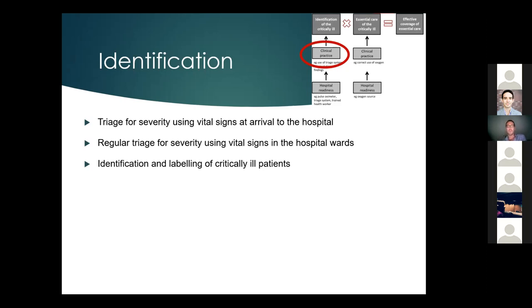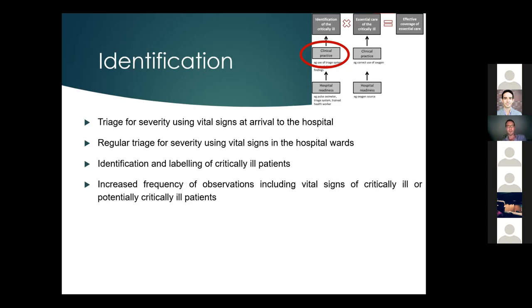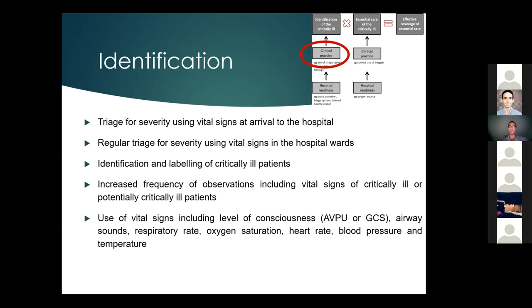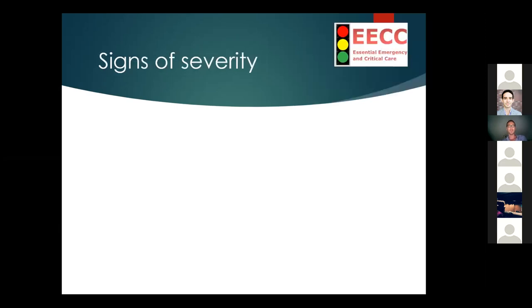Or it could be done with a traffic light system where you have some red patients, some yellow patients, some green patients, and it's the red ones who are critically ill who we need to prioritize. Those who are critically ill can have an increased frequency of observations, so we see what's happening to them, if they're getting better or worse, using all of the vital signs we have. And remember the basics around documentation and communication, so that the whole team is aware of what we're doing and we can follow trends. Trends are so important in the care of very sick patients. Are they getting better? Are they getting worse?